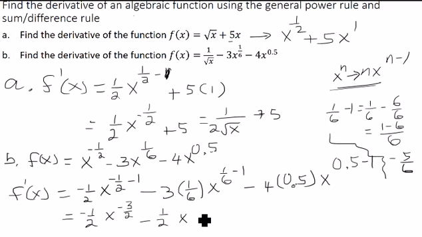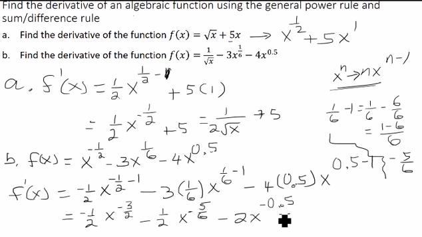And minus 4 times 0.5. 0.5 is half. So the half of 4 is 2, and then x to the power 0.5 minus 1 is negative 0.5. So this is fine, you can just leave your answer here, but I would like to change these negative powers into positive all the time, and then if it is power 1/2, which is the case in the last one, I want to change it into radical.